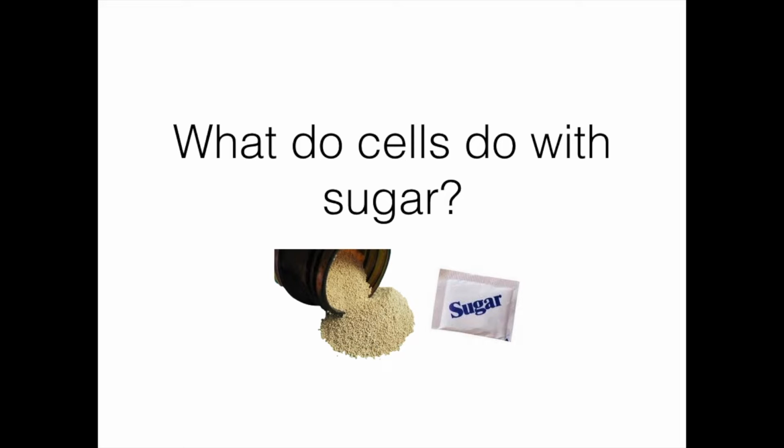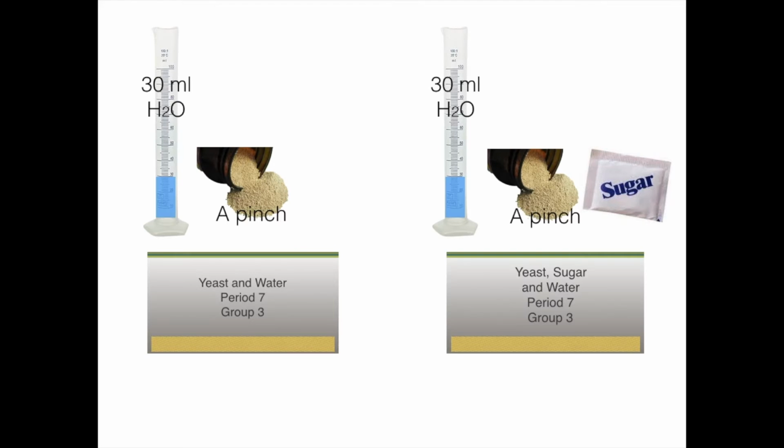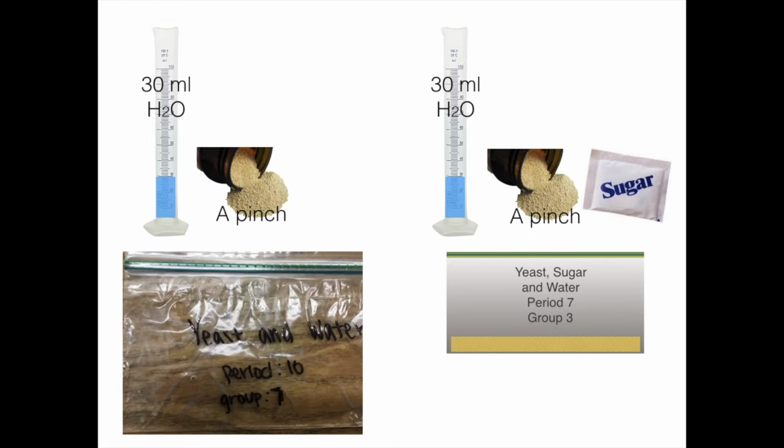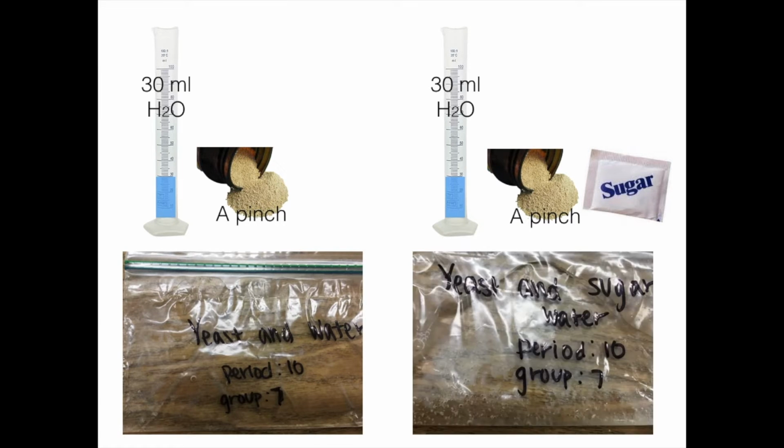To review the lab, we had a setup of 2 Ziploc bags in the back of the room. In one Ziploc bag there was 30 milliliters of water and a pinch of yeast. The other Ziploc bag had 30 milliliters of water, a pinch of yeast, and a packet of sugar. After looking at the Ziploc bags when you brought them back, you might have noticed that the one with the sugar looked almost carbonated and probably had more yeast in it than the bag that didn't have the sugar.